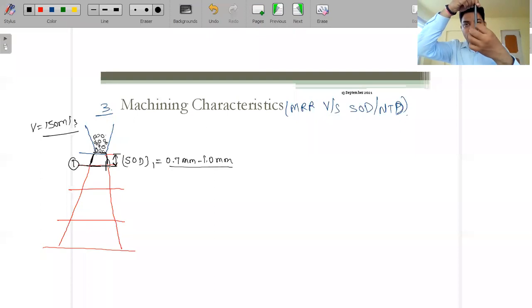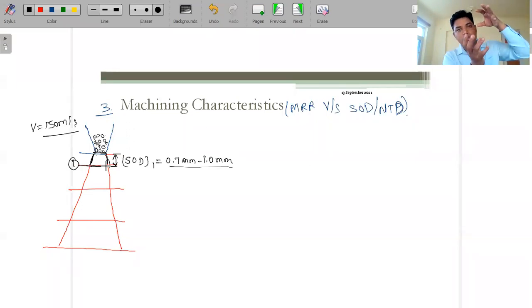nozzle, then basically they will try to spread the area because it is already at very high velocity. So they will try to spread in this direction. When you see it from the top-bottom view, it will be a circle in form. When it impinges on the workpiece surface, we have already discussed that it will form a semi-sphere. So this semi-sphere will look like this.